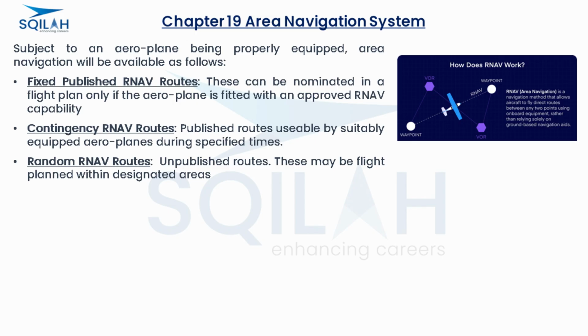Subject to an aeroplane being properly equipped, area navigation will be available as follows. Fixed published R-NAV routes can be nominated in a flight plan only if the aeroplane is fitted with an approved R-NAV capability. Contingency R-NAV routes are published routes usable by suitably equipped aeroplanes during specified times. Random R-NAV routes are unpublished routes. These may be flight planned within designated areas.